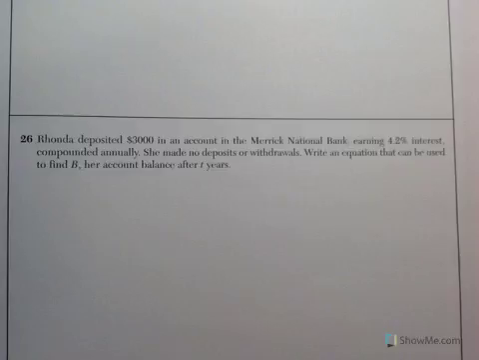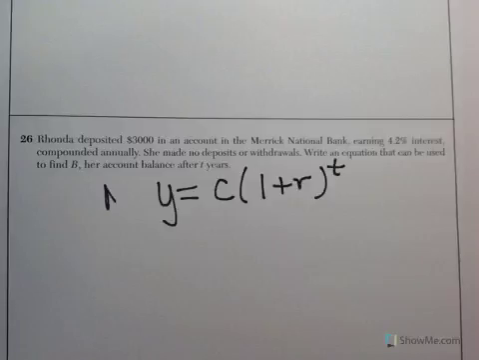Number 26. Rhonda deposited $3,000 in an account in the Merrick National Bank, earning 4.2% interest compounded annually. She made no deposits or withdrawals. Write an equation that can be used to find b, her account balance after t years. So what you need to know here is that you are using an exponential growth formula, which is y equals c times 1 plus r to the power of t. This is a formula you need to have memorized for the regents.